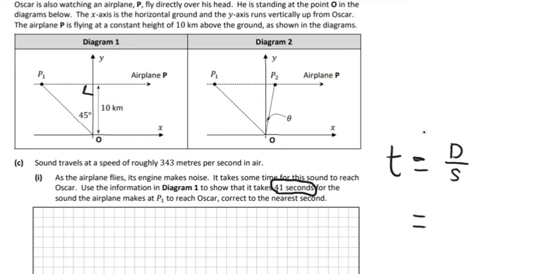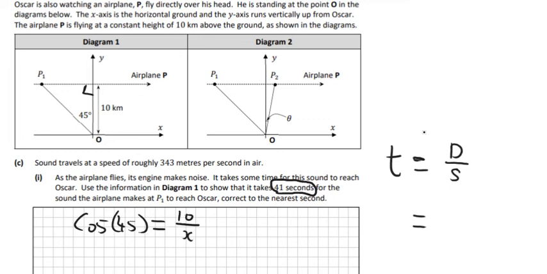We know one of the sides and we know an angle, so we can use SOHCAHTOA. So it's going to be adjacent and hypotenuse. So cos of 45 equals adjacent, which is 10, over the hypotenuse, which is the thing that we want. So it's PQ or PO basically.